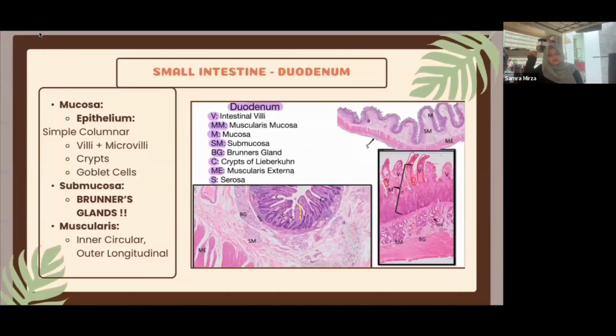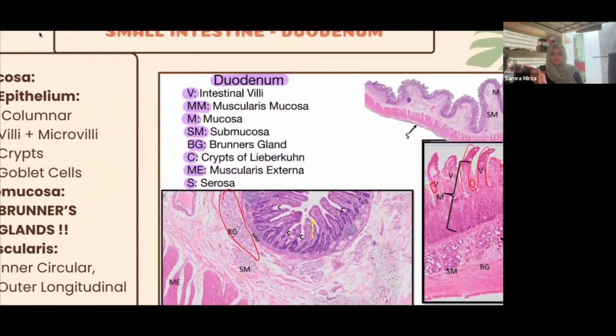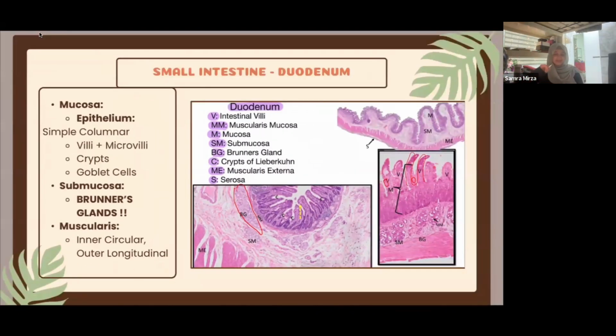For the duodenum, the very important structure are Brunner's glands, which are these, and these exist in the submucosa. If you see a duodenum and you see submucosal glands, they only exist for the duodenum, and you'll be able to tell that this is the duodenum and not the ileum or the jejunum. They do bring questions like these sometimes, from what I remember. And the muscularis is very simple. It's just inner circular and outer longitudinal.